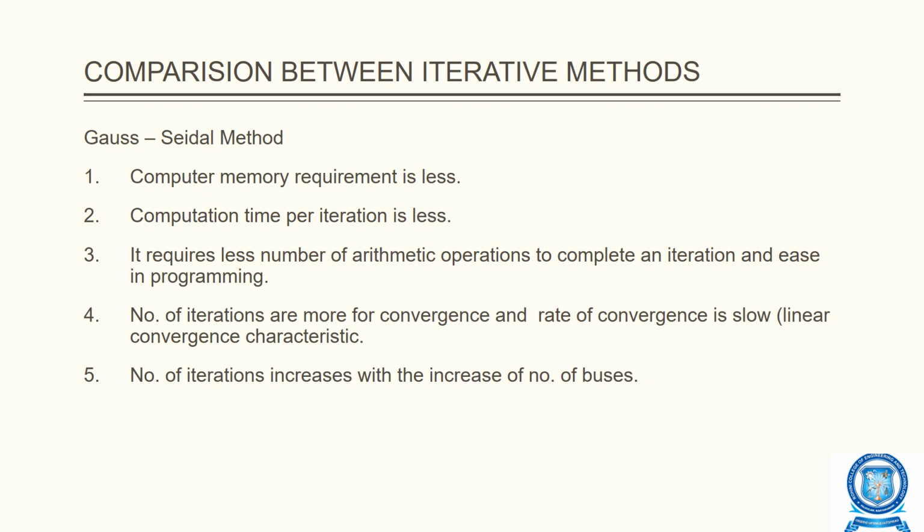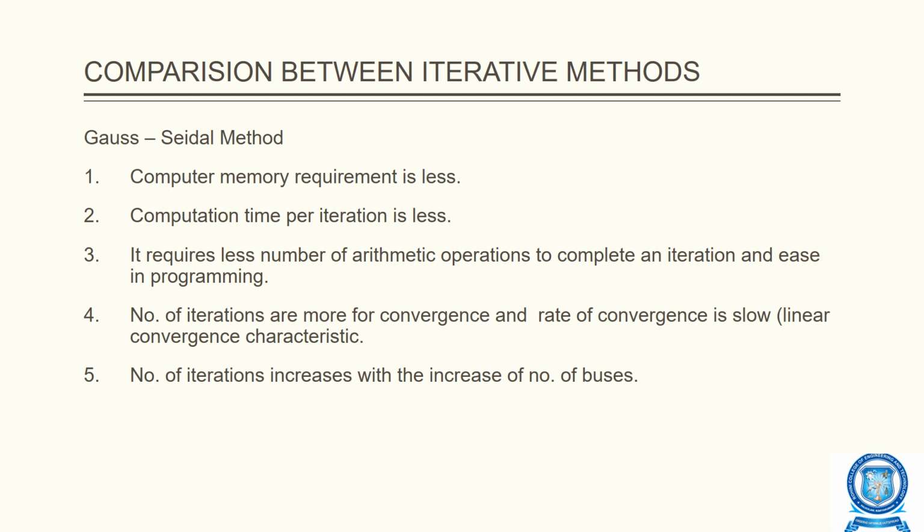Linear convergence changes and it is uncertain. Programming task is less, more computing time. It is useful for smaller size systems. Memory requirement is less. The number of iterations directly increases as the number of buses of the network increases.